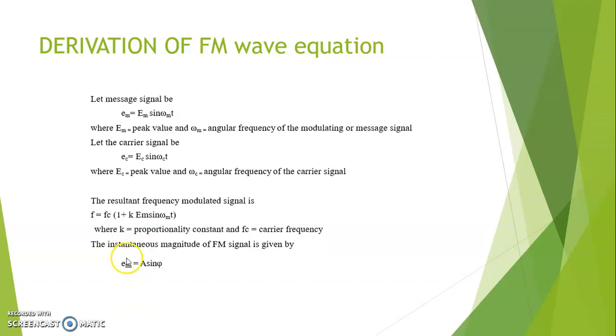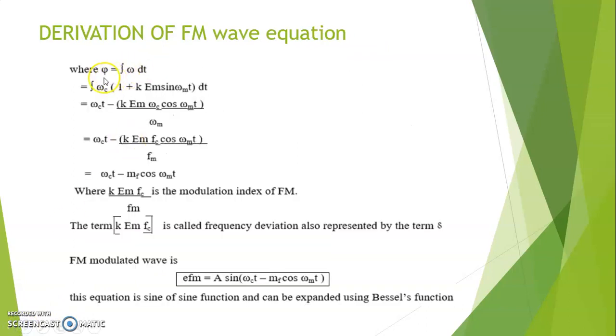Any signal can be represented as small letter e is equal to capital letter A into sine theta, where A is the maximum value. So here the instantaneous magnitude of the FM signal is given by EFM, which shows FM modulated signal, and A is the amplitude, then sine phi. So phi is the phase of that signal and we know that phi is equal to integral omega dt, where omega is the angular frequency. So this omega can be represented as omega c into 1 plus k Em sine omega mt into dt, which we have seen in the previous slide.